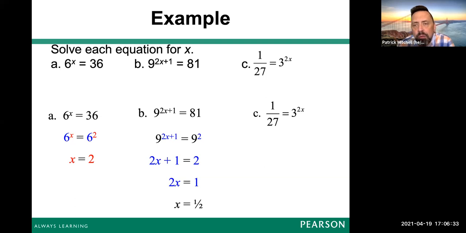All right, so now how do you rewrite 1/27 as a power of 3? And if you're not quite sure off the top of your head, think about how do you write 27 as a power of 3? 27 is 3 to the 3rd, isn't it? And since 27 is 3 to the 3rd, and 1/27 is the reciprocal of 27, that means that 1/27 is 3 to the negative 3. So by uniqueness of b to the x, if 3 to the negative 3 equals 3 to the 2x, that can only mean that negative 3 equals 2x, which means x equals negative 3/2.